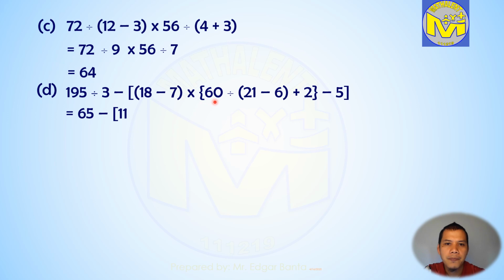Then times 60, okay, times 60, the curly, bring it down, 60, and then divide. 21 minus 6 is 15, so divided by 15. After you do the operation, the bracket will disappear, okay? I mean, it will go away.